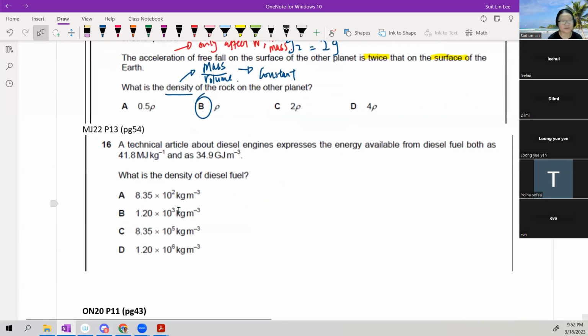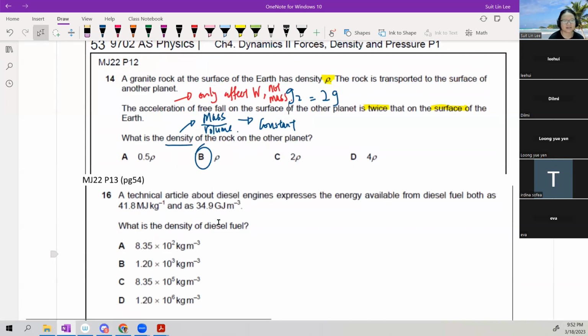All right. So the other variant is a slightly different density question. It says here that the diesel engine expresses energy available from diesel fuel both as 41.8 megajoule per kg and 34.9 gigajoule per meter cube. What is the density of diesel fuel? Okay, so there are 2 ways to do it. One is I use the unit method, meaning I don't want to think too much about it, but my final answer should have kg over meter cube.